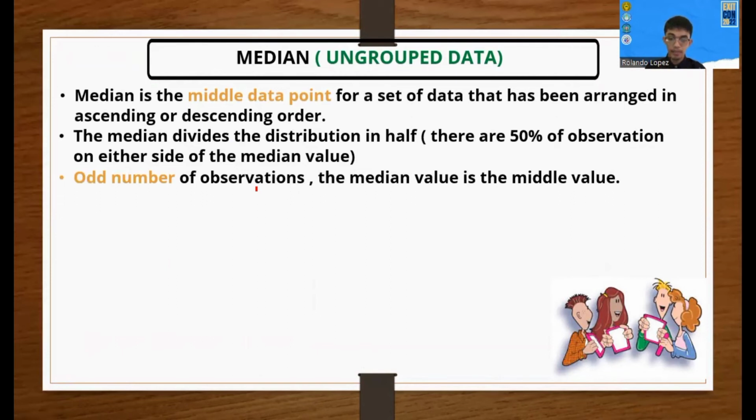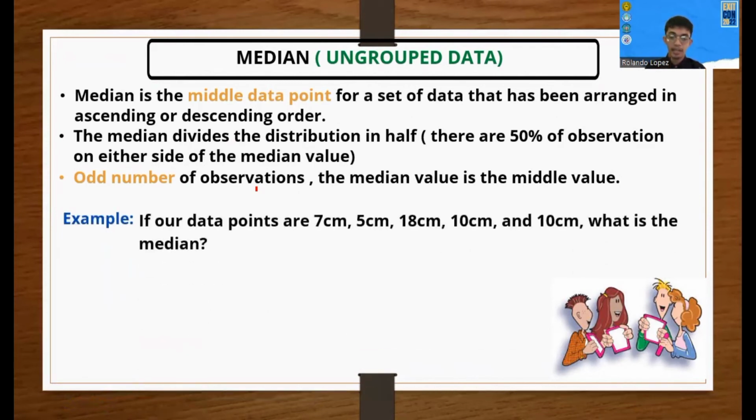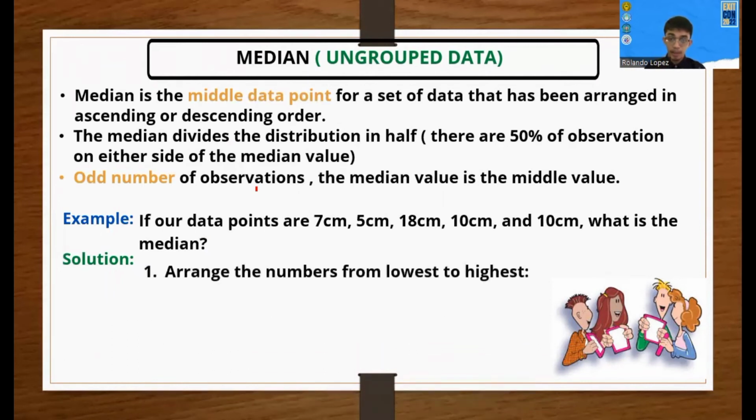Let's have an example for you to easily understand this. We have here a data. What is the median? Solution. It is said that the median is the middle data in a set of data that has been arranged in ascending or descending order. So our first step is arrange the numbers from lowest to highest. So we already arranged the data in ascending order.